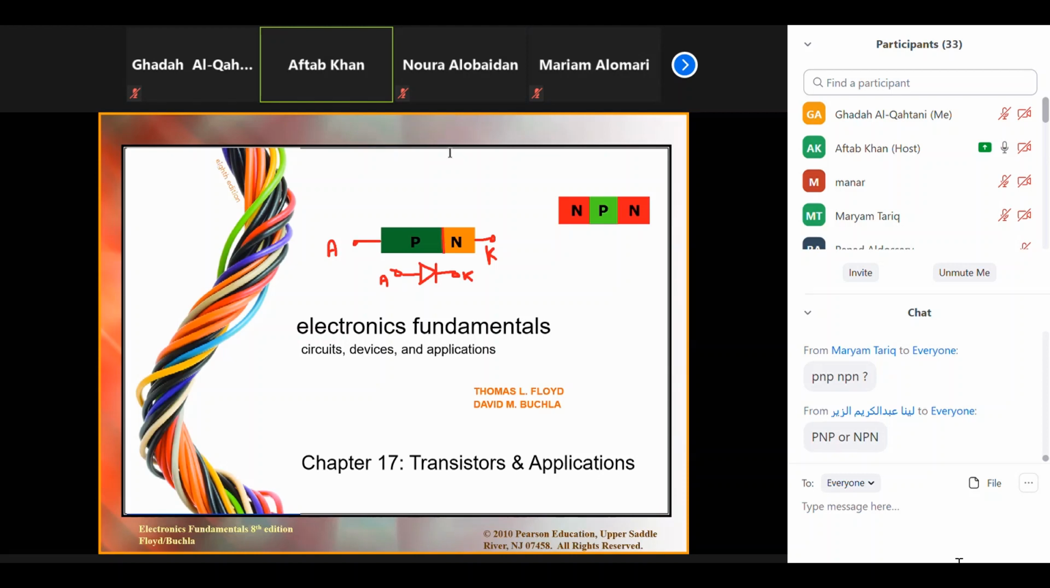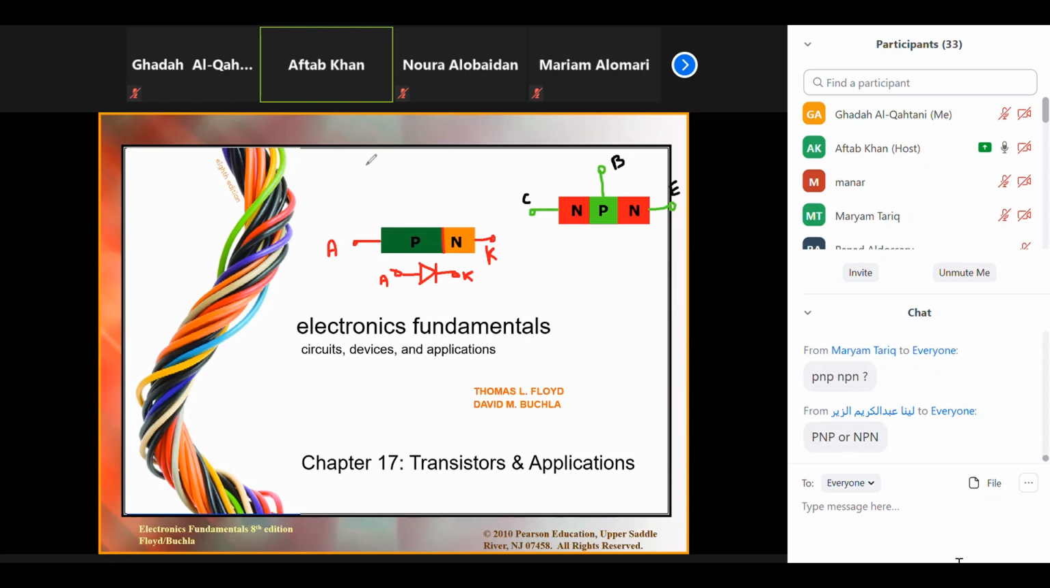Now you can see how many terminals we need to connect. There are three terminals, 1, 2, 3. So here we can connect these terminals. These names are like this: one is called collector, one is called emitter. The current is emitted from here, the collector collects the current, and this is called the base. This is the same for both NPN and PNP.